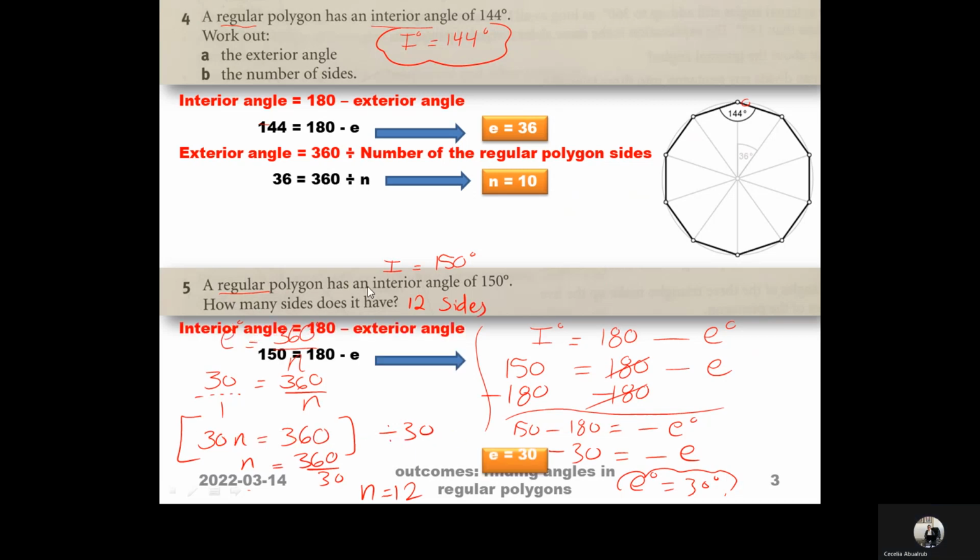Okay. All right. The diagram shows the exterior angle of a regular polygon. Again, regular polygon here. So we have a regular polygon. We remind ourselves E is equal to 360 over N, and I is equal to 180 minus E.